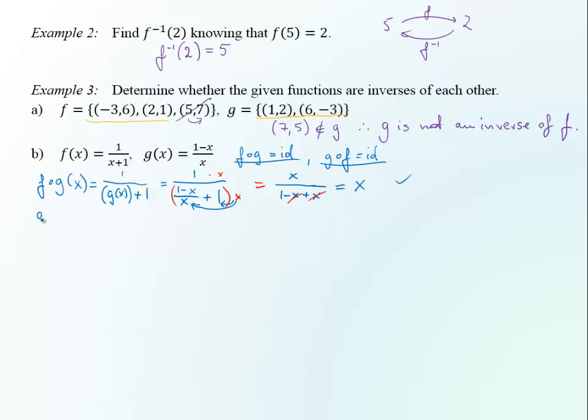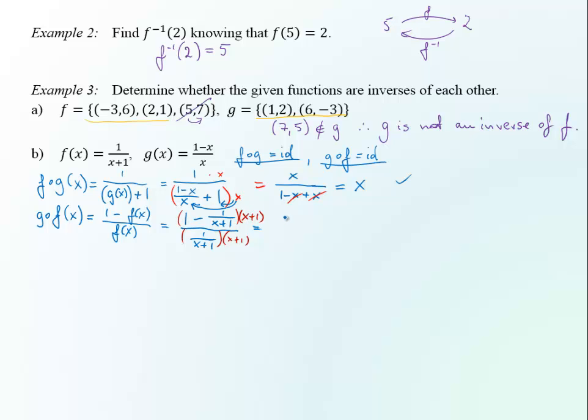Well, that's not the end. We also need to check the other composition, g composed with f of x. How does this work? Well, we follow the g function, which is 1 minus the input f of x over f of x. Now we plug in what f of x is. It's 1 minus 1 over x plus 1. So it's some work with complex fractions. We're multiplying the top and the bottom by x plus 1.